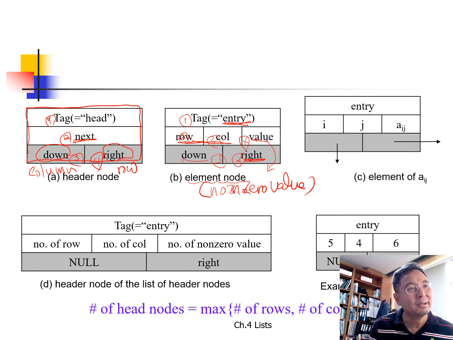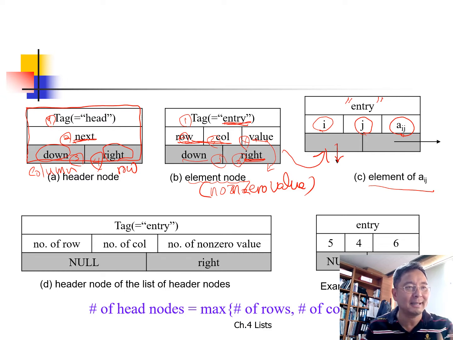Okay, so this is an example of element node A_ij. A_ij is a non-zero value, and the location of this non-zero value is row i and column j. So the value of the tag field is entry, it's a text, and down is a link field pointing to the next non-zero value in the same column. And right means that it is the next non-zero value of the same row.